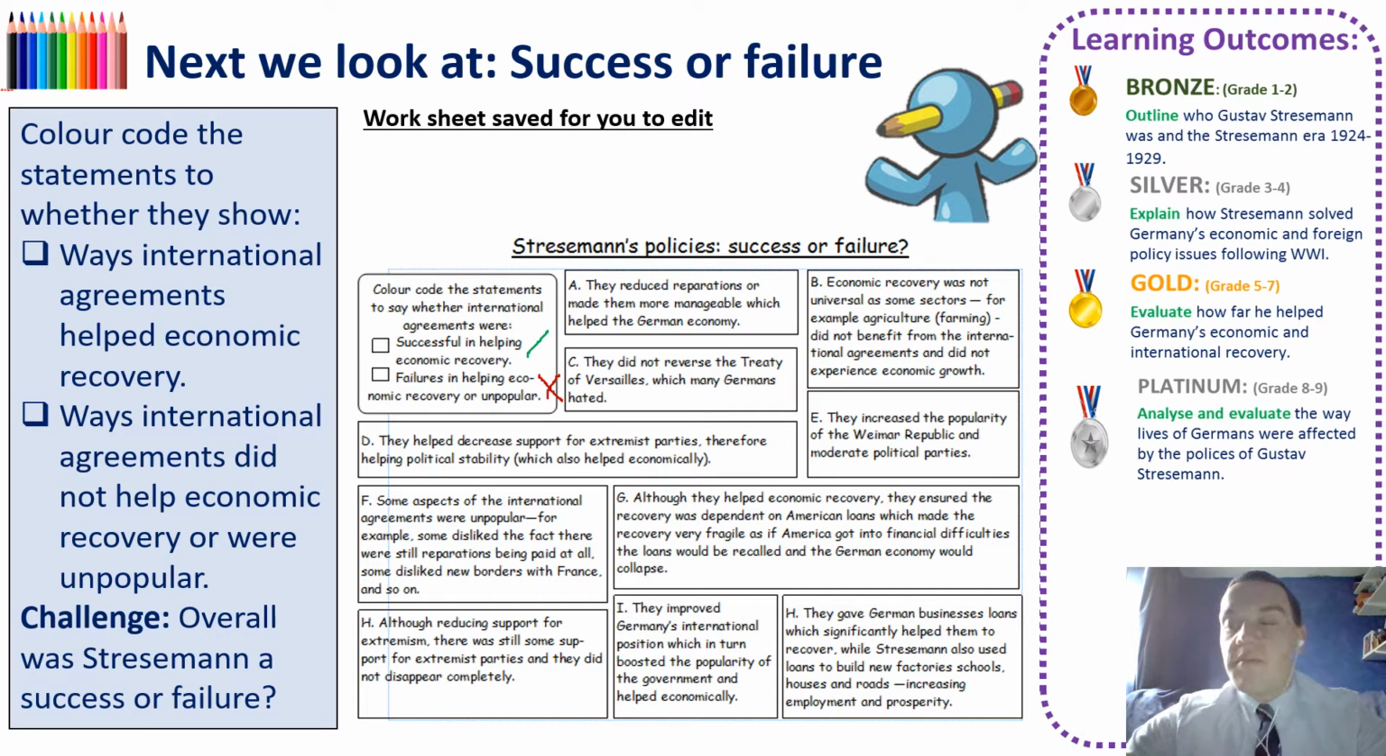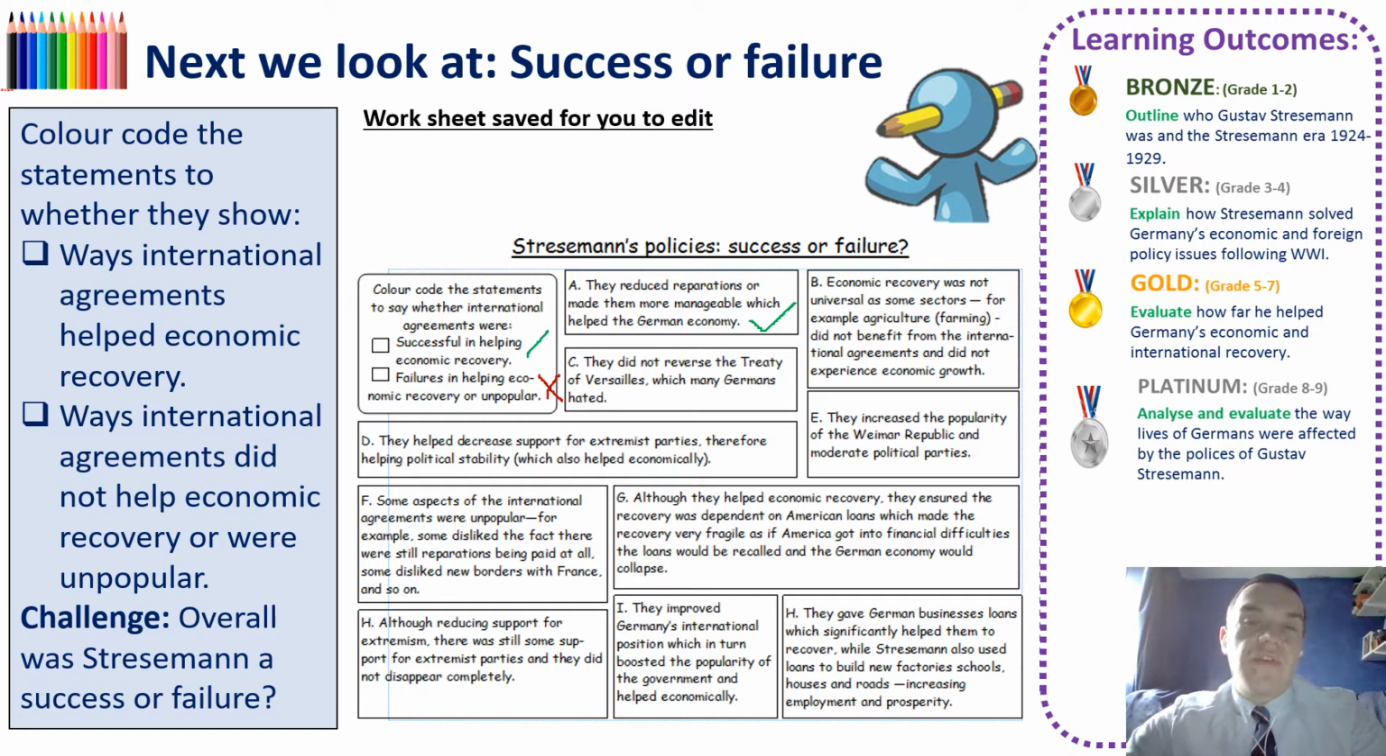Reparations were obviously the money that Germany had to pay back to make up for what it had done wrong. So it's repaying, it's repairing what it had done wrong by paying these countries. So is this a success, that it's reduced those? I would say yes it is. So I would give that a green tick. We'll go down to C.